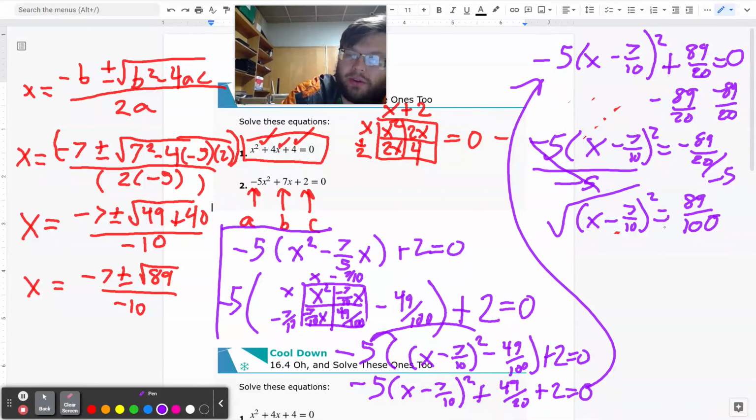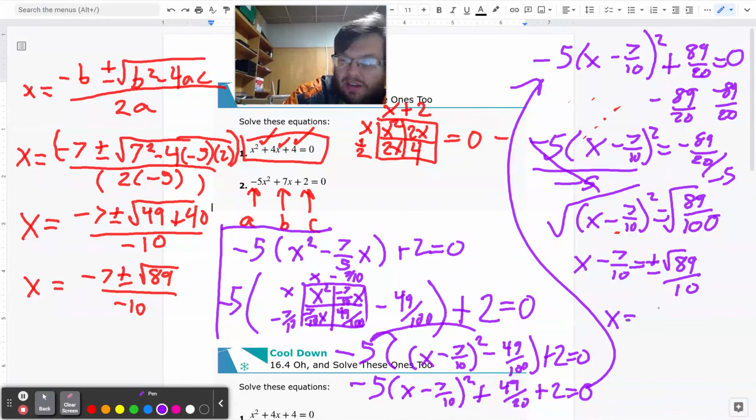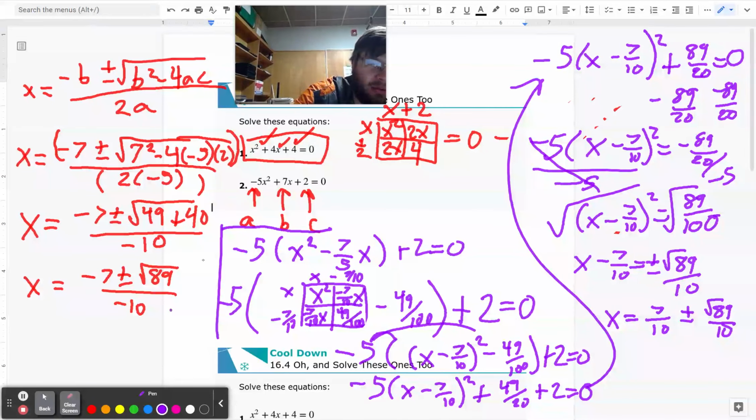Then I square root, giving me a positive and a negative answer. So I have plus or minus the square root of 89, and the square root of 100 is 10. And then I add 7/10 to it. So I get 7/10 plus or minus square root of 89 over 10. Same answer I got over here. Same answer I got over here.